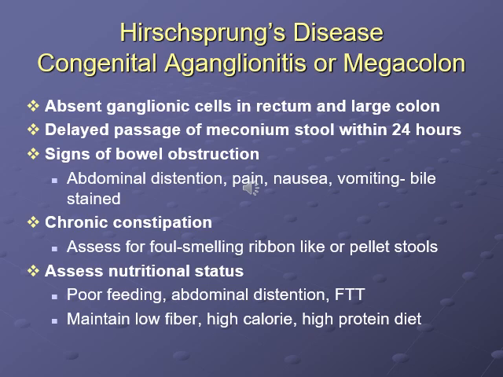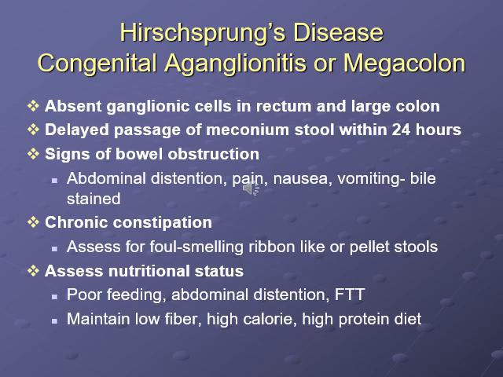Hirschsprung's disease, also known as congenital aganglionic megacolon. They basically have absent ganglionic cells in the rectum and large colon. They'll typically notice this at birth when they don't pass the meconium stool within that first 24 hours. They typically have abdominal pain, distension, nausea, vomiting, might be vomiting up bile-stained vomitus. Again, normally they will recognize this already right away in infants. If not when they're first born, certainly at a younger age.